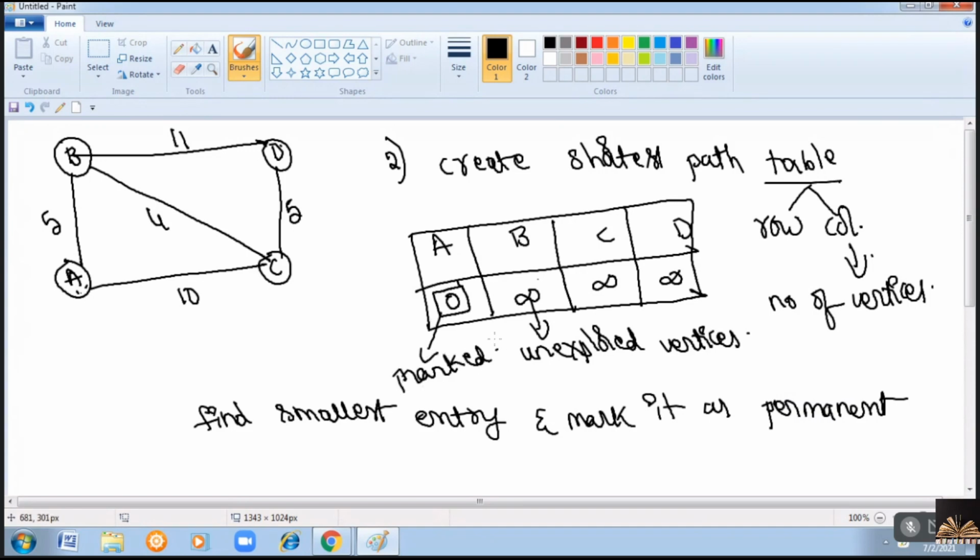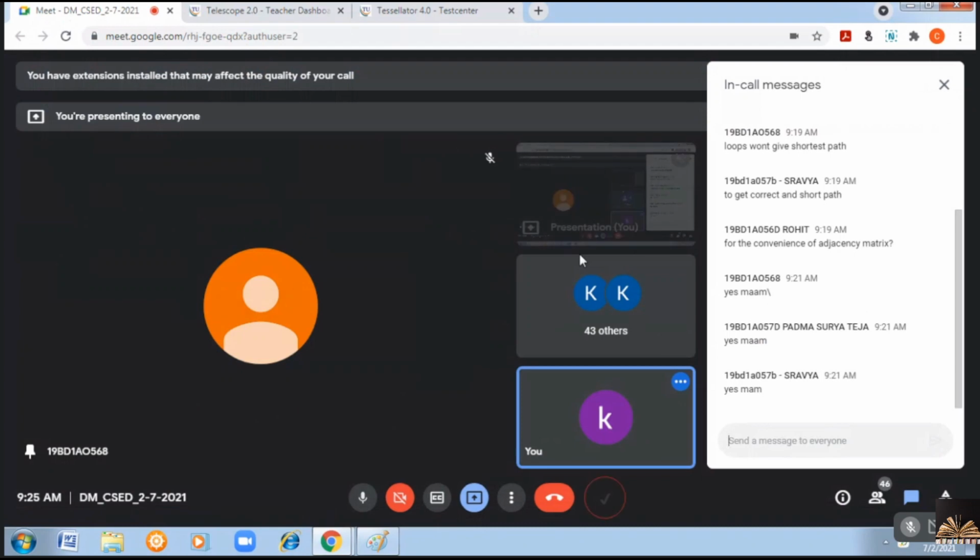Okay, this is the second step. The second step is to create a shortest path table where the number of columns equals the number of vertices. For the source, the weight is 0. For the remaining vertices, the weight is infinity. Why? Because they all are unexplored vertices. Among these values, whichever is the smallest should be marked as permanent. Is it clear now? If yes, we'll move to the third step.